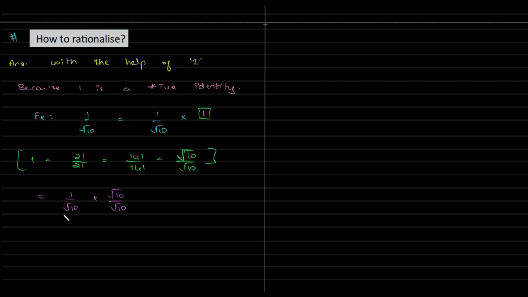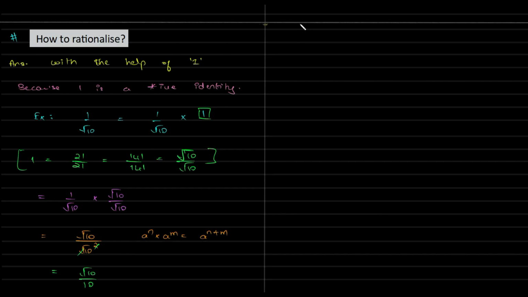So I picked up root 10 by root 10. How will this help? 1 into root 10 is root 10, while root 10 into root 10 is root 10 the whole square. How is that? a to the power of n into a to the power of m is a to the power of n plus m, with this logic. So root 10 square will get cancelled and we have root of 10 by 10. This is the logic. So I was able to get an equivalent expression without the denominator having the root.